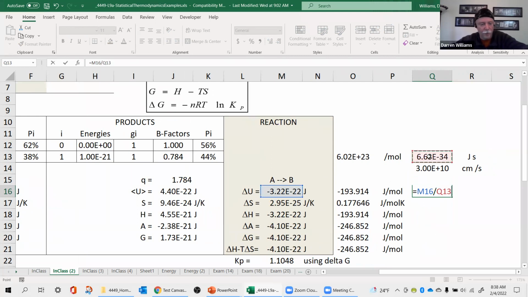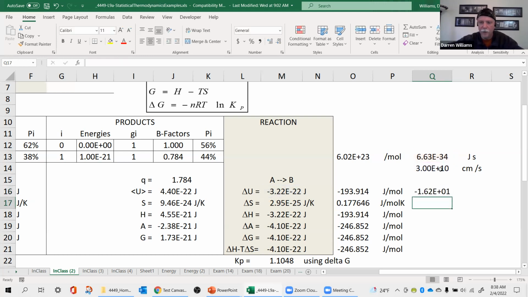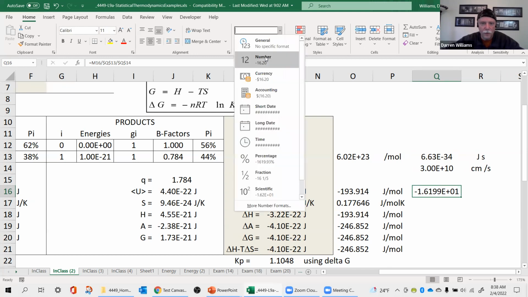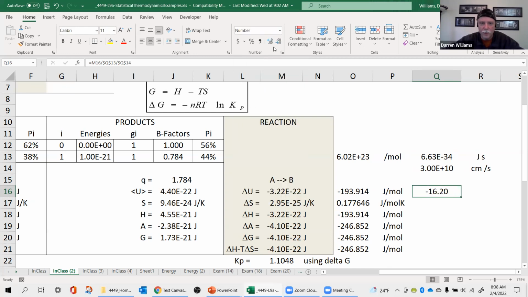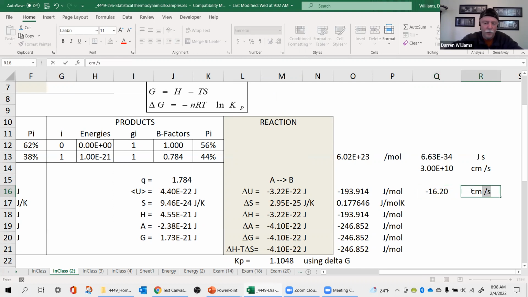I'm going to anchor that because I'm going to copy this down. And then divide by the speed of light in centimeters per second. And I'm going to anchor that. Okay. And I'm going to give myself a couple of decimal places. Let's take numeric. Yeah, so that's 16 wave numbers. So again, a reasonable type energy in terms of wave numbers.